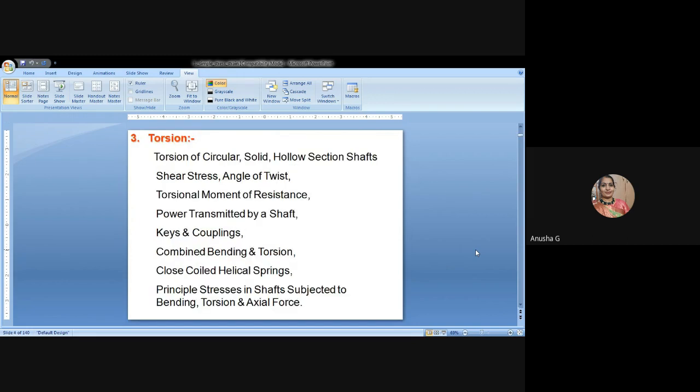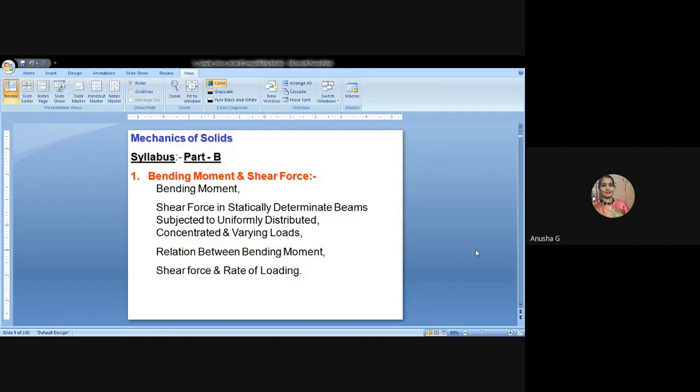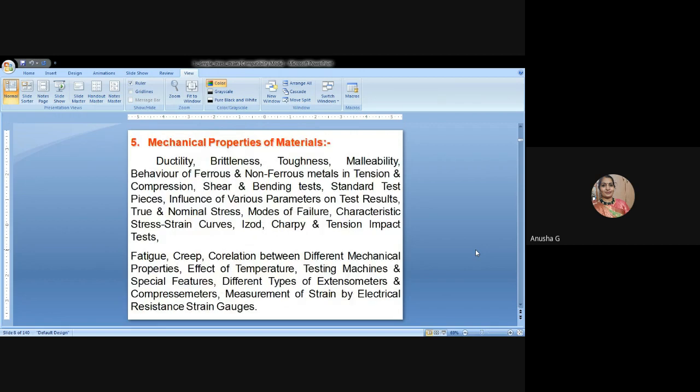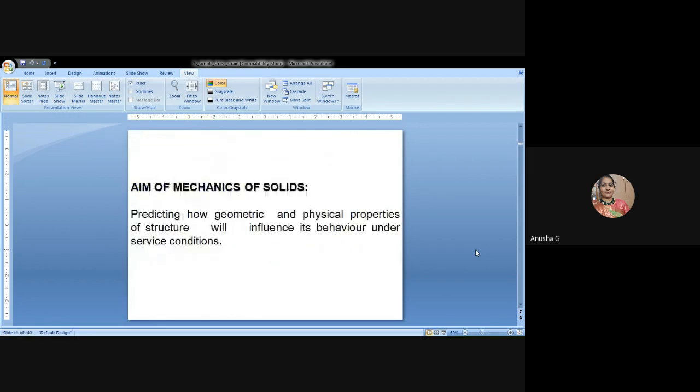In the next, same second year, second semester, we learn about torsion. In torsion we learn circular, solid and hollow sections, shafts, shear stresses, and then angle of twist. That will be the torsion. And then we'll see some keys and couplings, combined bending and torsion. These are all the theory that we learn at our BTech level. Okay, here for the GATE exam, we only need the basic terms of what you had to learn here.